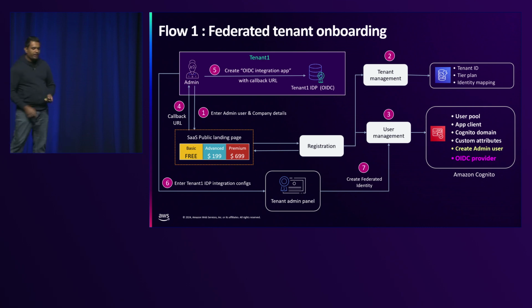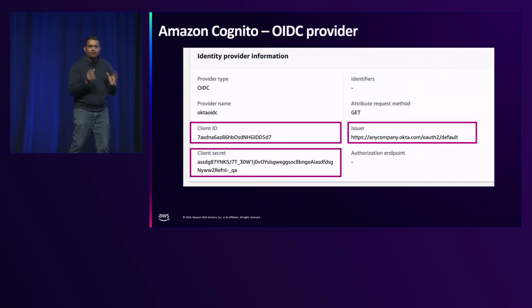Now if you look at the OpenID Connect provider over here, that has nothing but the details or the configs that were provided by the tenant 1 admin, and these are all the details that Cognito will need to know to handle the federation of the tenant 1 users. Now that's the flow number 1.